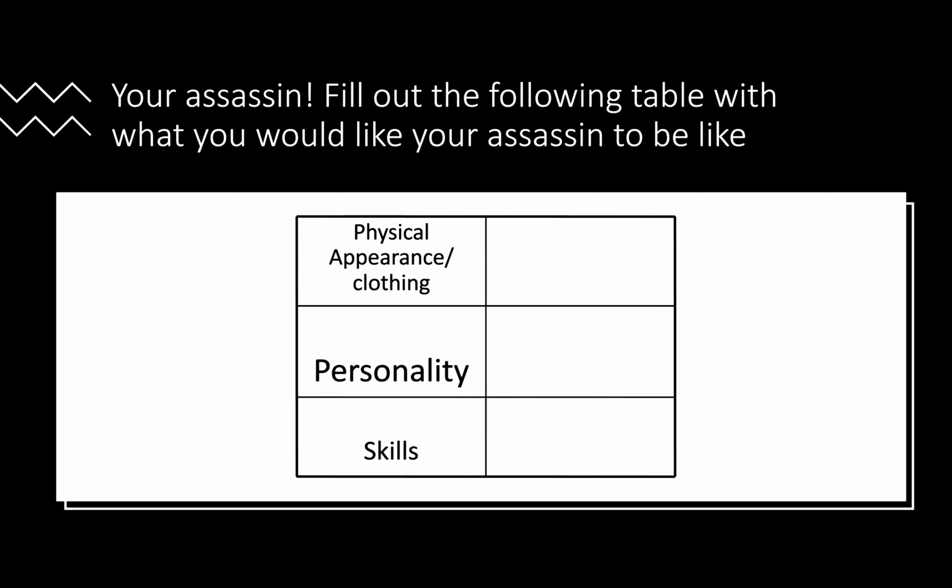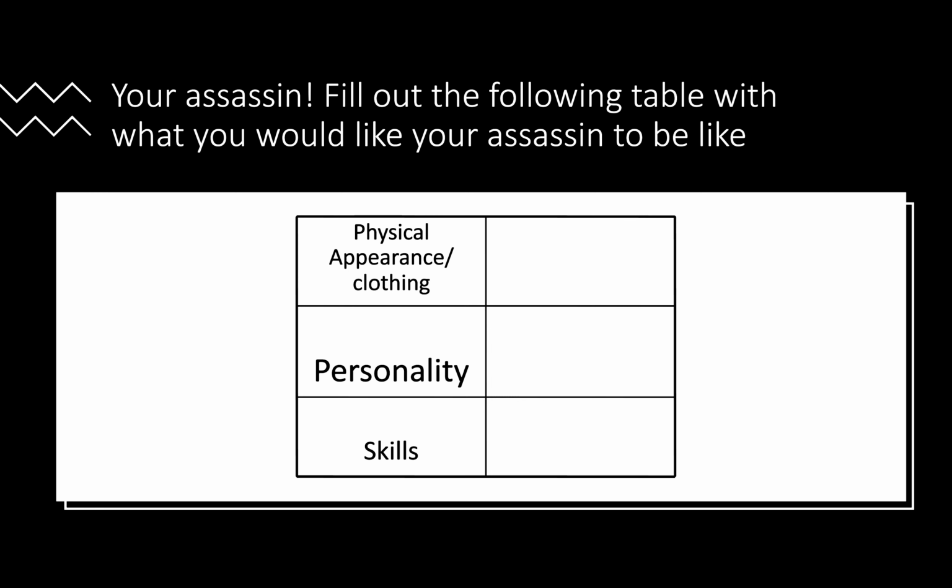Are they quite nervous? Are they quite scared? You can add in any kind of background stuff about them too. You could maybe say where they're from, or that they are an orphan, or any kind of backstory there. And skills, what can they do? Okay, that's fair enough. I think you can work that one out.